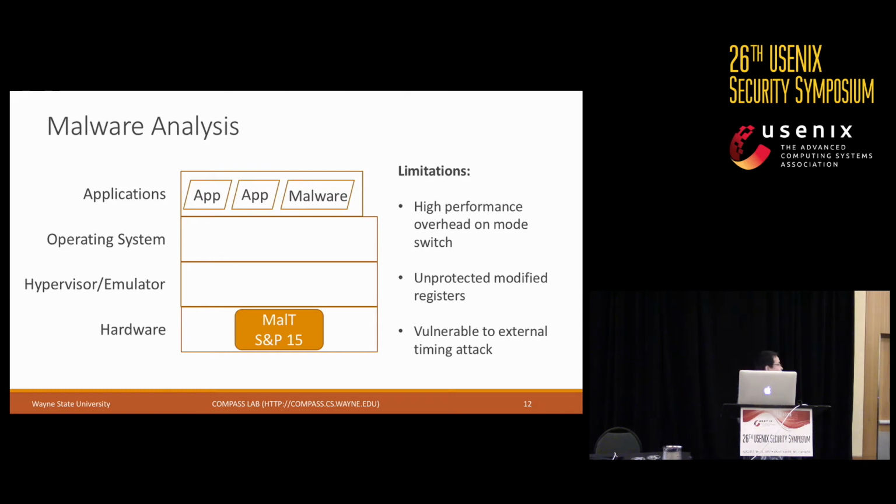And also, Malt modified some registers, but it failed to find an efficient approach to protect the modified registers. So the evasion malware may detect Malt by the modified registers. And also, Malt is vulnerable to the external timing attack. That means the malware can use an external timer to detect the existence of Malt.